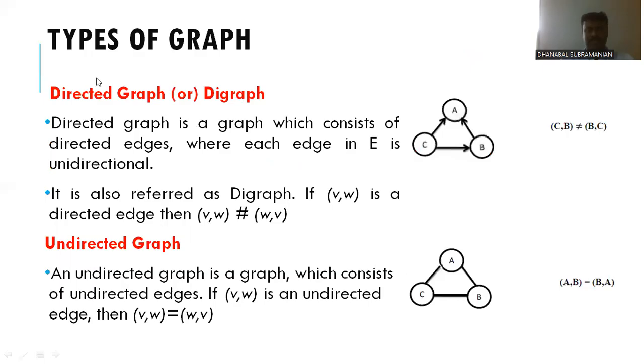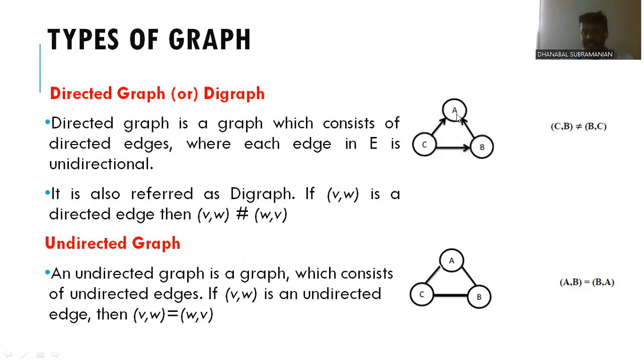The next topic is the types of graphs. Under the types of graphs, you have two important types: one is a directed graph and the other is an undirected graph. Now, what do you mean by a directed graph? A directed graph is a graph which consists of directed edges, where each edge in E is directed. It is also referred to as a digraph. The edge (V, W) is a directed edge, and (V, W) is not equal to (W, V).